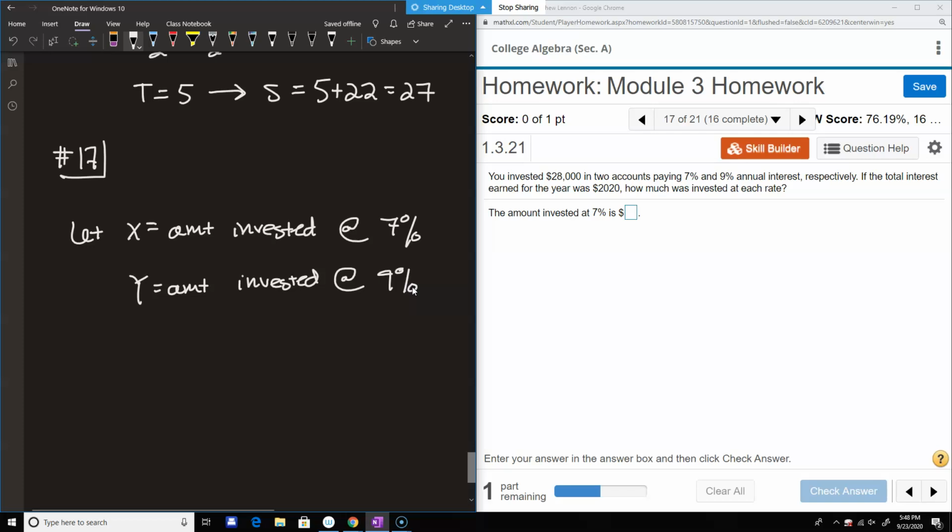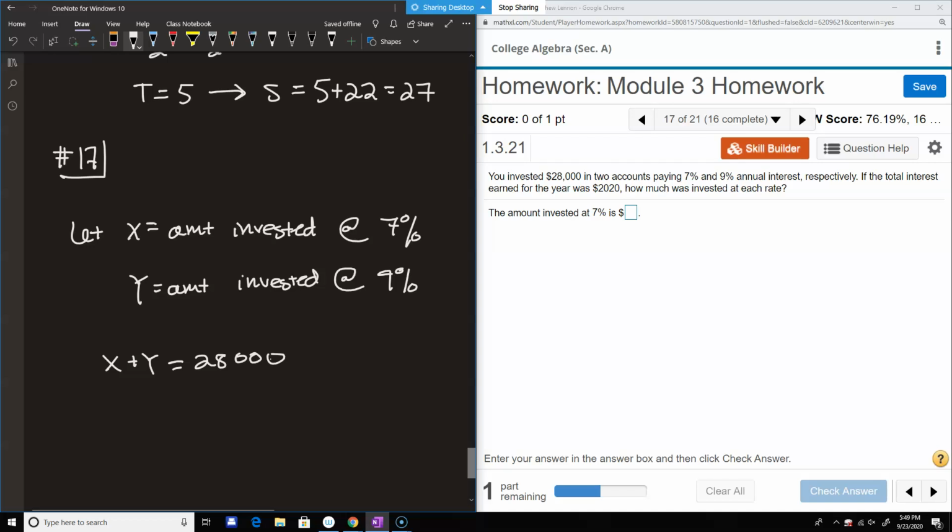Okay, then we just try and go through sentence by sentence and see if for each sentence we can write down an equation. So the first sentence says you invested $28,000 in two accounts paying 7 and 9%. So that's your total investment. So that's just saying X plus Y is equal to 28,000. So we got an equation from the first sentence. Then we go through to sentence number 2. If the total interest was 2020, how much was invested at each rate?